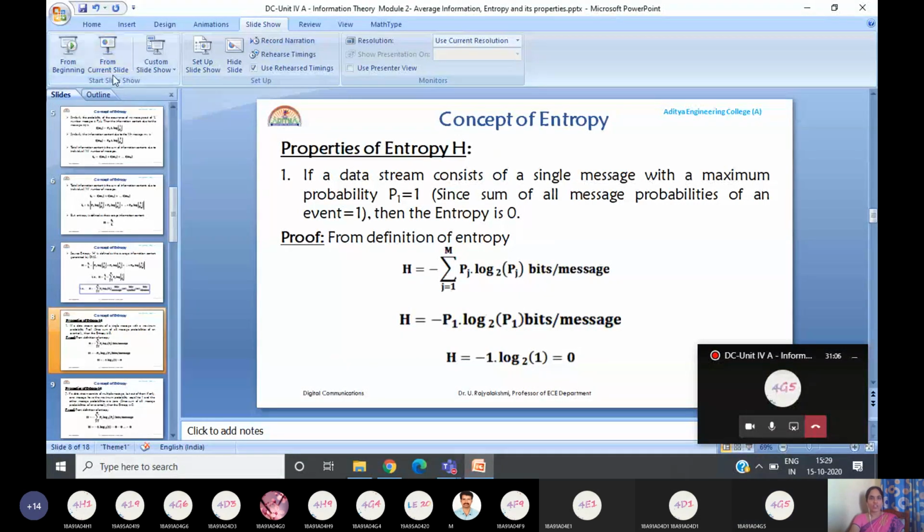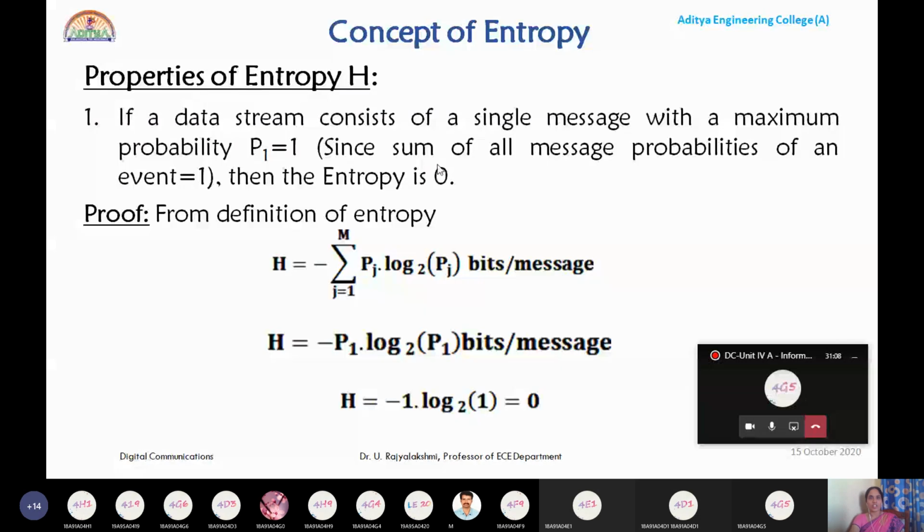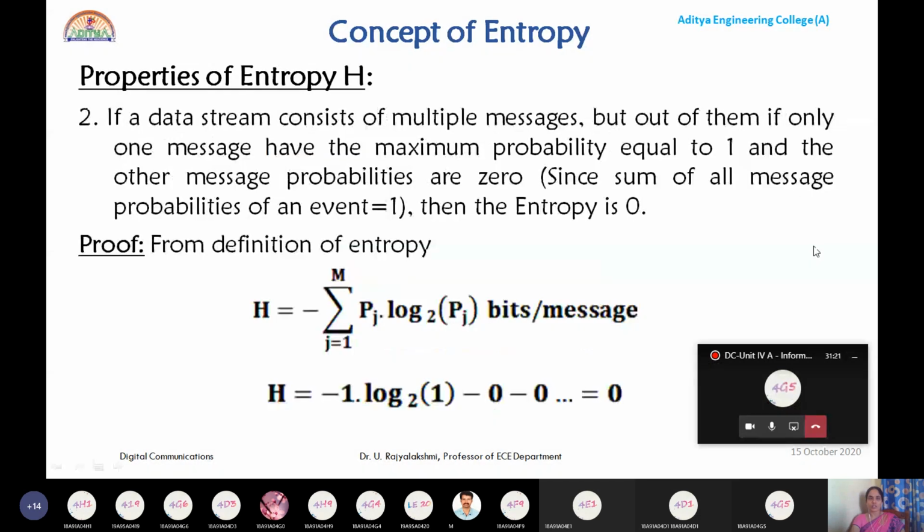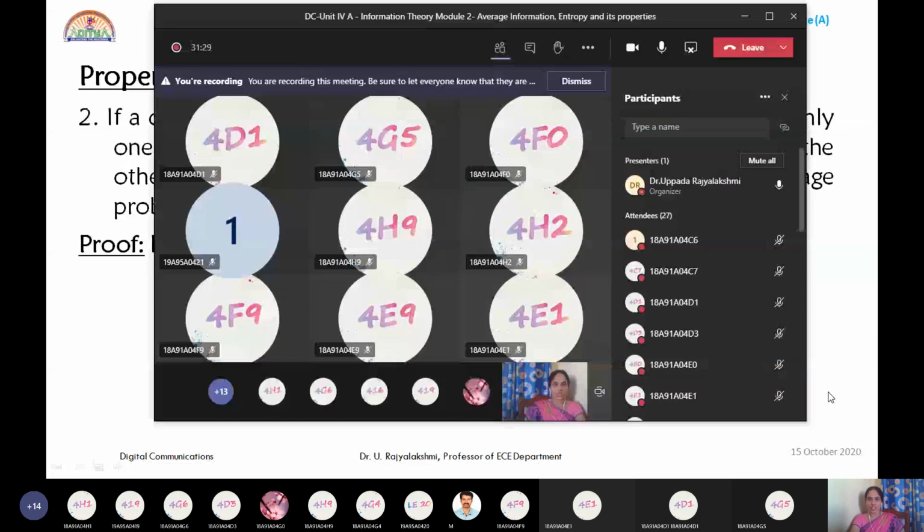Okay. So our entropy value is 0 if a data stream consists of only one message with its maximum probability as 1. That is the first property. Okay. Thank you. Thank you, ma. Next, some other student, please read the second property. Other student who will read, please raise your hand.